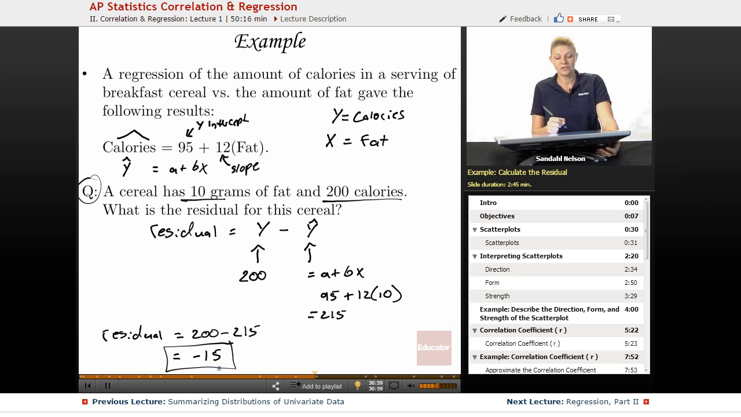So negative 15 just means that we over-predicted by 15. If it had been positive 15, it would have meant that we under-predicted by 15. Does that make sense? So our actual minus predicted gets our residual. It tells us how big of an error we're off in our prediction.